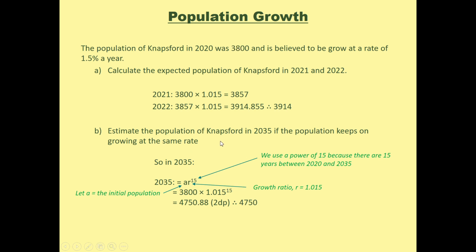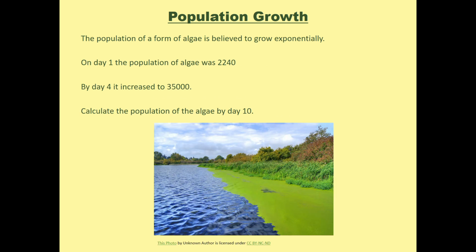And then to estimate the population, we'd want to use 15. And we've got this little formula here. That's our starting amount, A, the initial population. So in this case, 3,800. The growth ratio, R, 1.015. And then we're using a power of 15 because there's 15 years. So far, so much the same.